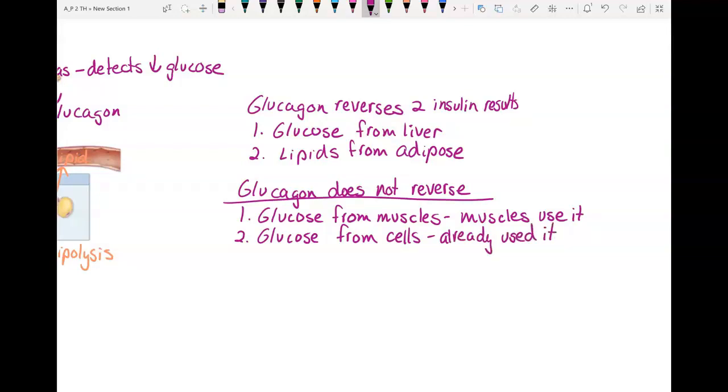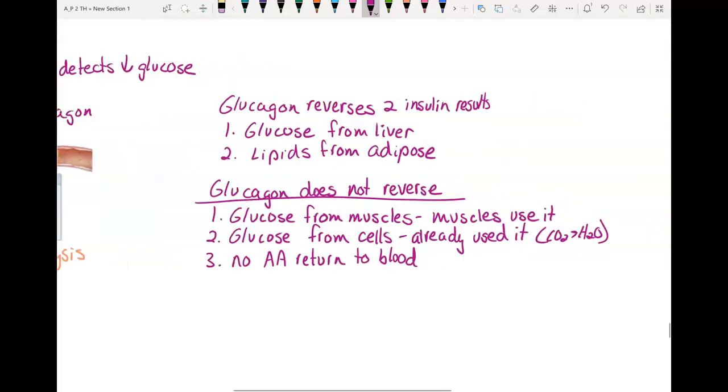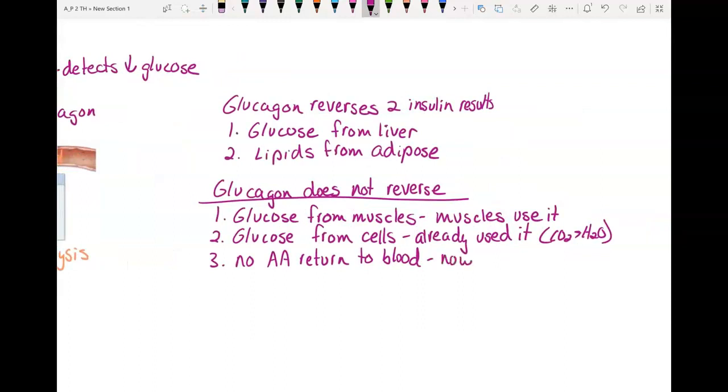And if you recall from chapter 3, that glucose is now carbon dioxide and water. It's not even glucose anymore. You also don't get your amino acids back. So remember, amino acids are not stored. They're built into your proteins. So they are now proteins of your body. And although protein catabolism is possible, where you can break your proteins down and put the amino acids back in your blood, you don't like to do that.